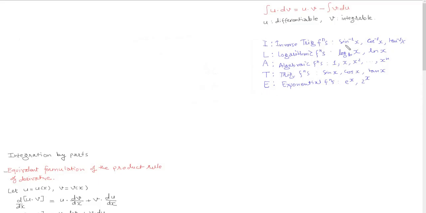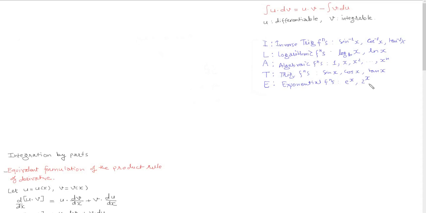I means inverse trigonometric functions: sine inverse x, cos inverse x, tan inverse x. L represents logarithmic functions: log x with base b, ln of x. A represents algebraic functions: 1, x, x square, to x to the n. This 1 represents any kind of constant, so it could be any constant. x, x square, and all these things or combinations of these things will give us algebraic functions. T represents trigonometric functions: sine, cos, tan. E represents exponential functions: e to the power x, 2 to the power x.